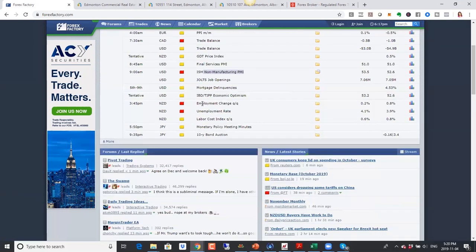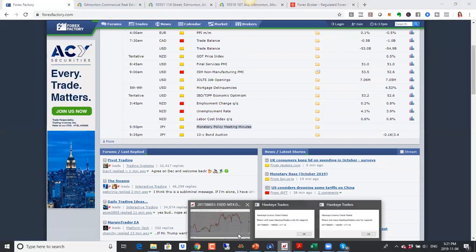And then we have employment numbers out of New Zealand here. A drop in the numbers will be negative for New Zealand dollar. We also have monetary policy meeting minutes here for Japan. Monetary policy meeting minutes are important because they show us what the central bank is thinking. So any kind of dovish tone here is likely to have a negative impact on Japanese yen. So that's what we need to keep in mind here.